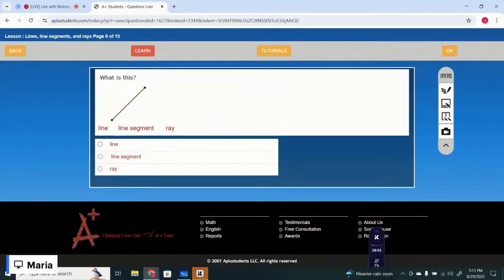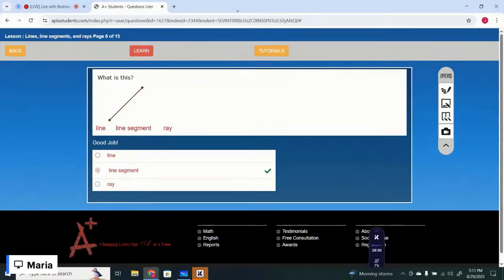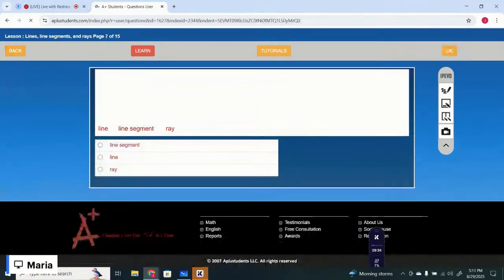What is this? Line, line segment, and ray. Line segment it is. Option number is the correct option. Okay, you can complete the lesson later today. Let me do the next lesson.